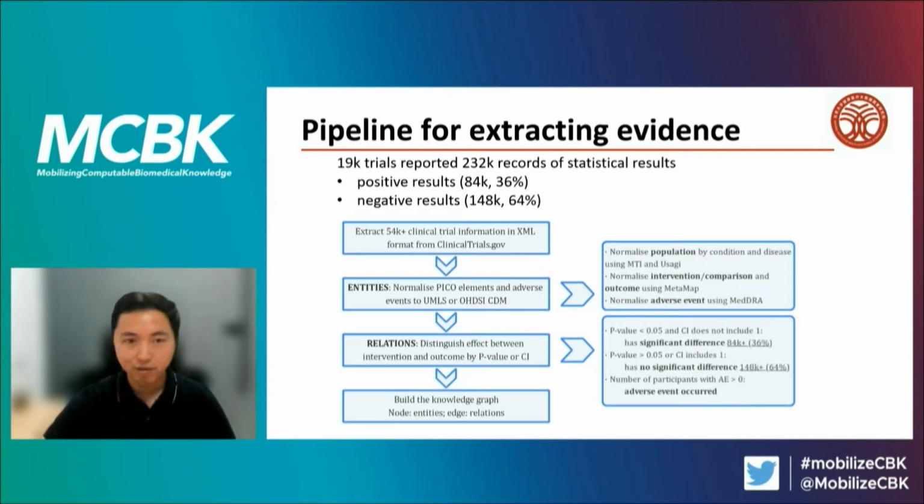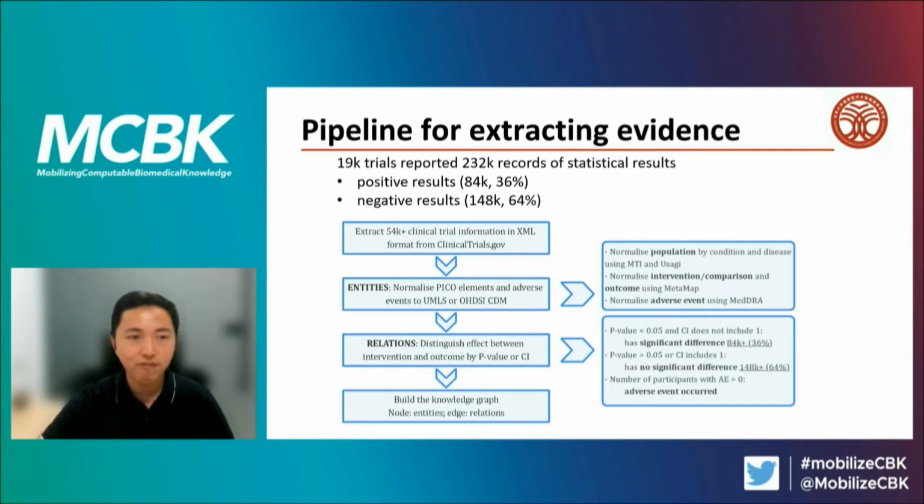The pipeline for extracting evidence in clinicaltrials.gov is presented on this slide. After collecting all trial data, we normalized medical entities to UMLS and all the OMOP CDM vocabularies. We then define relations between intervention and outcome by p-value or confidence interval. We define that if its p-value is less than 0.05 and both the lower and upper CI values are smaller than 1 or greater than 1, then it is considered to have a significant difference.